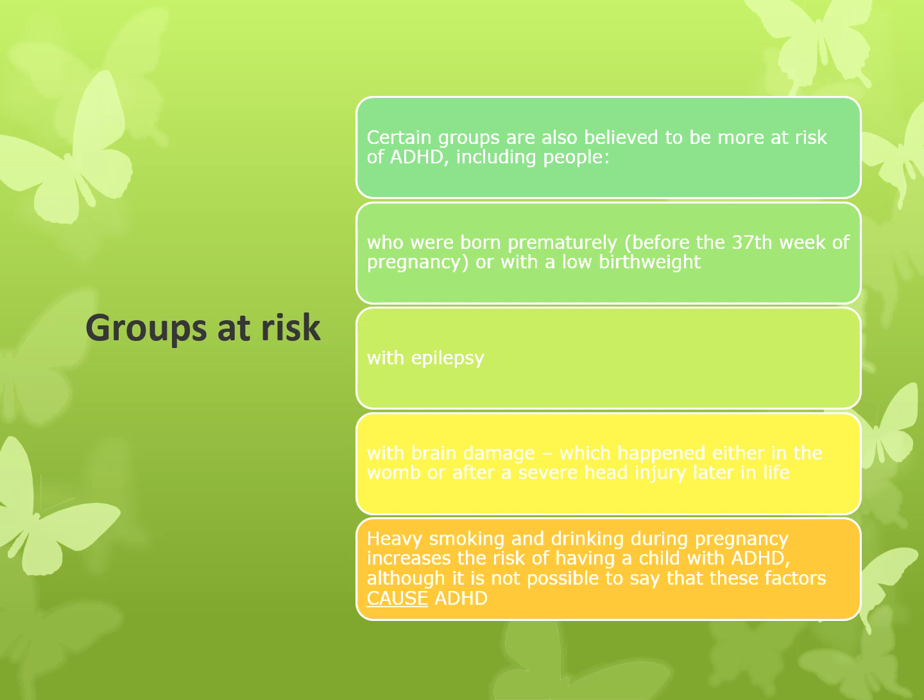Groups at risk. Certain groups are also believed to be more at risk of ADHD, including people who were born prematurely before the 37th week of pregnancy or with a low birth weight, those with epilepsy, those with brain damage which happened either in the womb or after severe head injury later in life. Heavy smoking and drinking during pregnancy increases the risk of having a child with ADHD, although it is not possible to say that these factors cause ADHD.